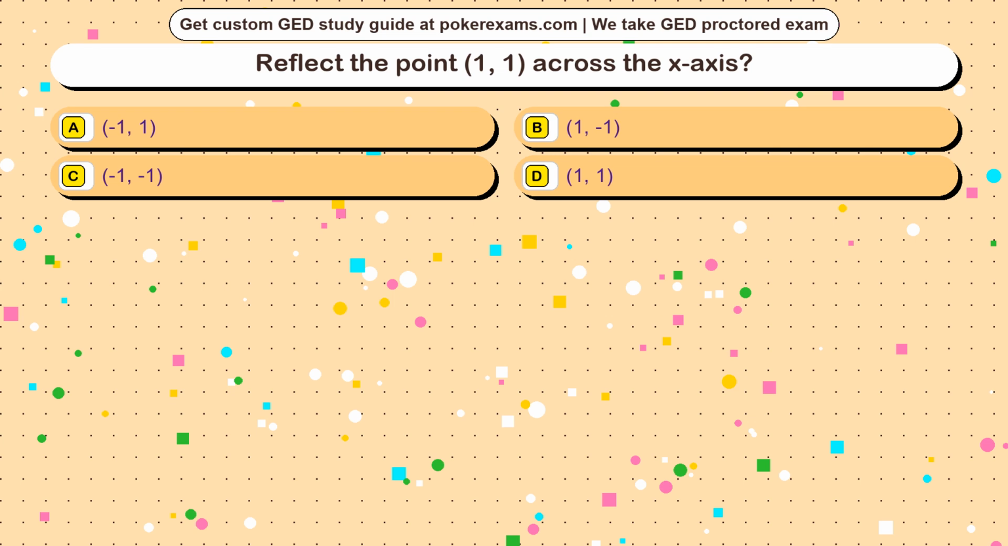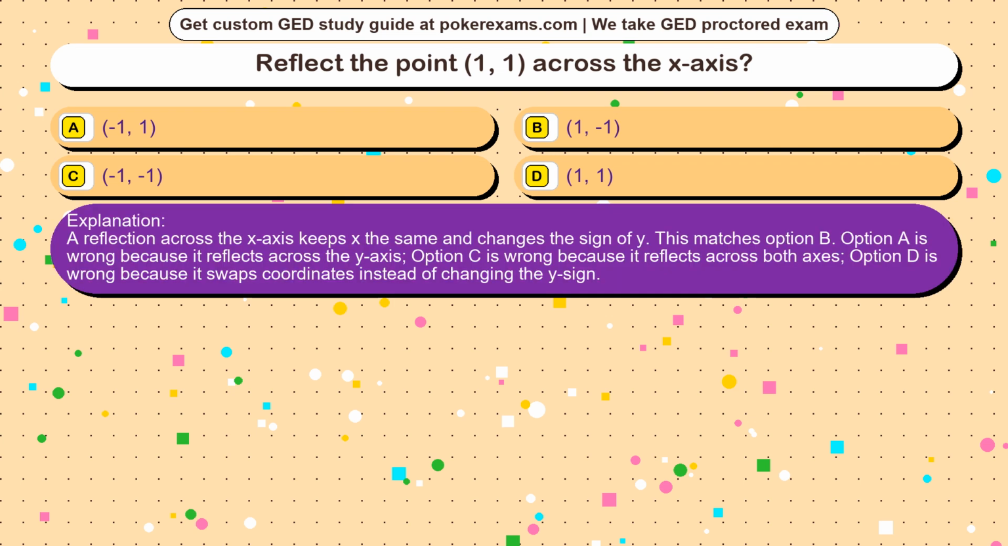The correct answer is option B. A reflection across the x-axis keeps x the same and changes the sign of y. This matches option B. Option A is wrong because it reflects across the y-axis. Option C is wrong because it reflects across both axes. Option D is wrong because it swaps coordinates instead of changing the y sign.